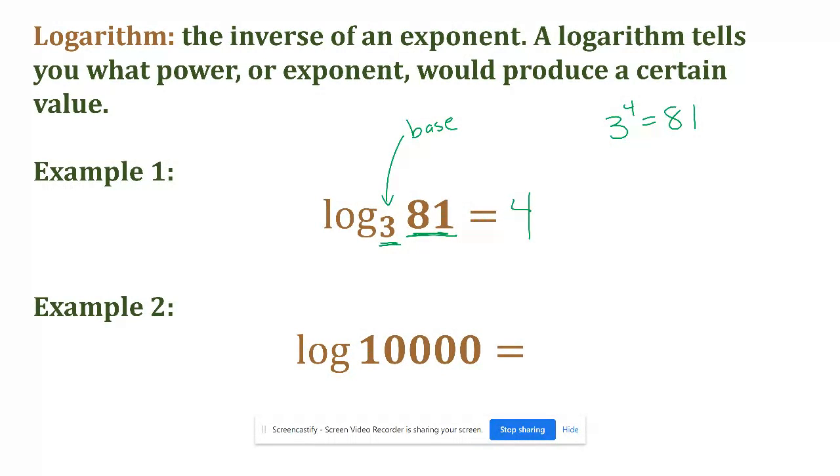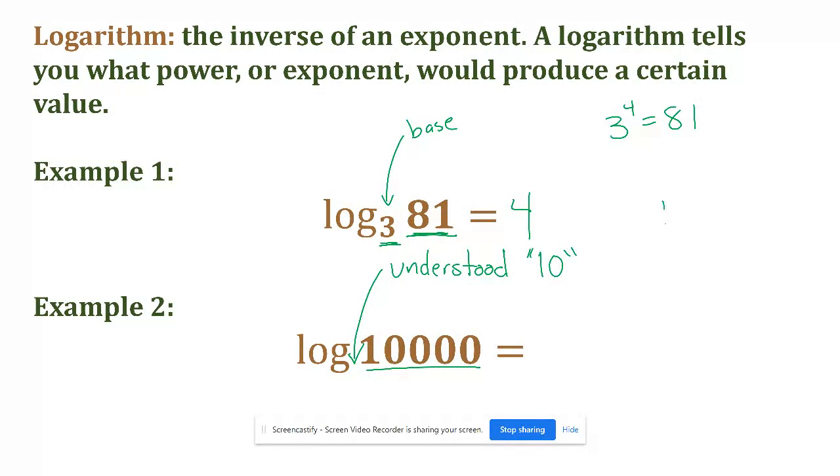So the next example here, it's the same concept, but what you'll notice here is there's no little number next to the word log. And if there's no number right here, then it's an understood 10. 10 is your standard logarithm. So whenever you just see the word log and there's no little number next to it, you understand it to be 10. So you have the 10,000 here.